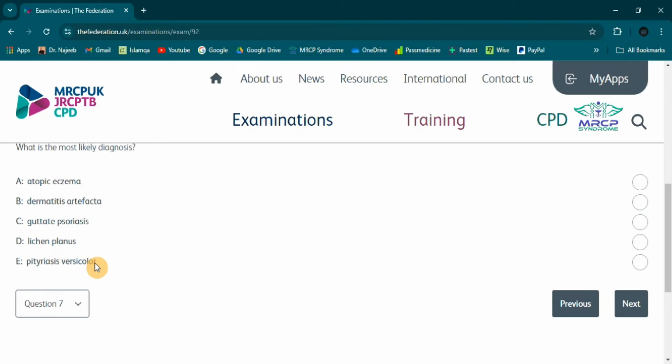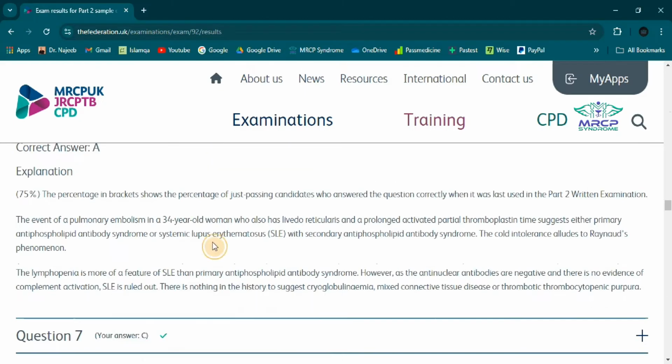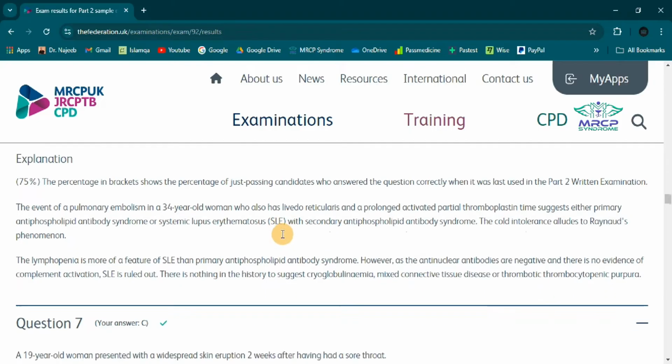Pityriasis versicolor. Versicolor means varieties of color, like hypopigmented, hyperpigmented, or erythematous macules. This is a fungal infection which usually presents as hypopigmented, hyperpigmented, or erythematous macules with fine scaling, typically affecting the trunk. The lesions are usually more subtle and don't exhibit the erythematous or distinct scaly nature seen in guttate psoriasis. So we'll be going for guttate psoriasis. Following sore throat, teardrop scaly papules: guttate psoriasis, unless proven otherwise.